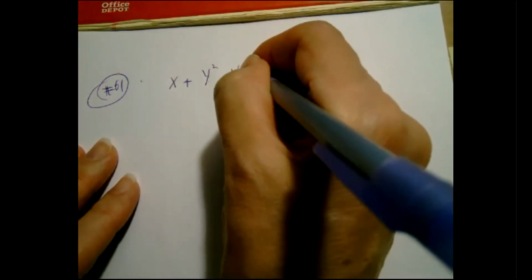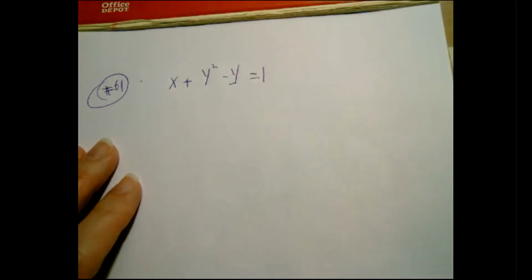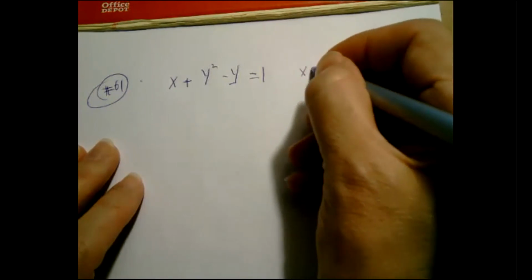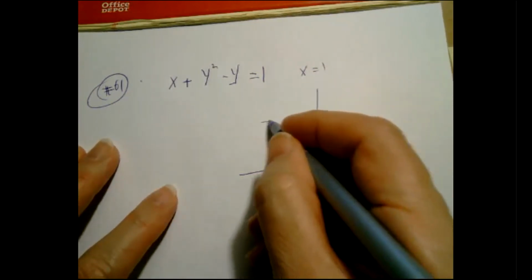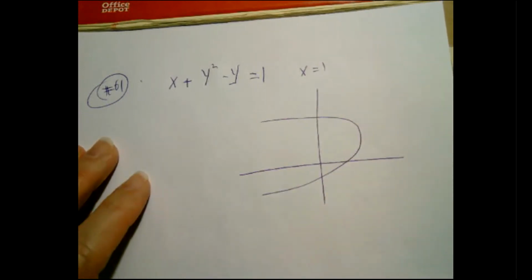Okay, so let's look at number 61. We have the following: x plus y squared minus y equal to 1. And the question is, find equations of all lines tangent to the curve at the given value of x. So they gave me x equal to 1, and they drew the curve for us to make things easy.